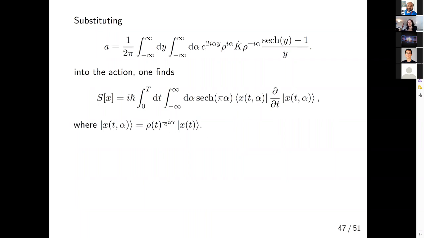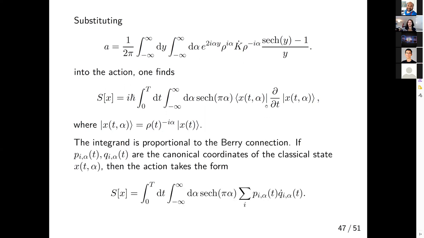These states x_t of alpha are defined by the action of modular flow on the states x of t. You can see that this integrand is proportional to the Berry connection, but along a different curve to the one it was before. It's the original curve of states, but we've acted on that curve by modular flow at each time. Since modular flow reduces to a classical flow in the classical limit, we can label these states x_t of alpha by canonical coordinates, p_i alpha and q_i alpha. Then substituting in the expression for the symplectic potential, which is the Berry connection in terms of these canonical coordinates, we get this formula for the action.